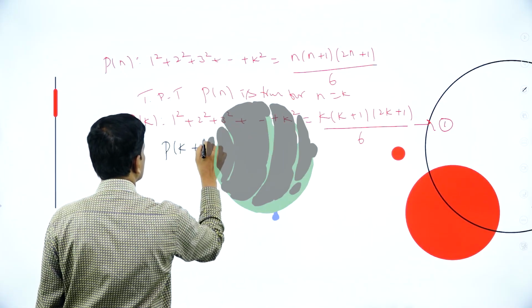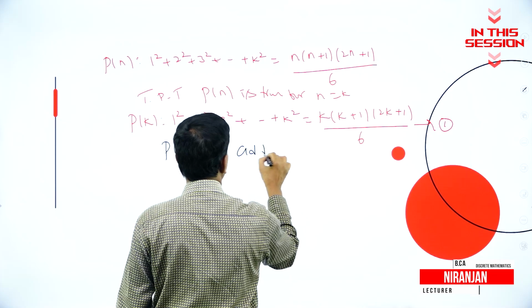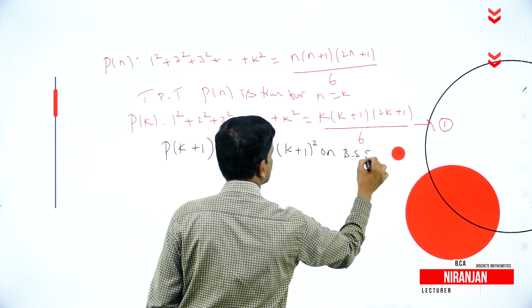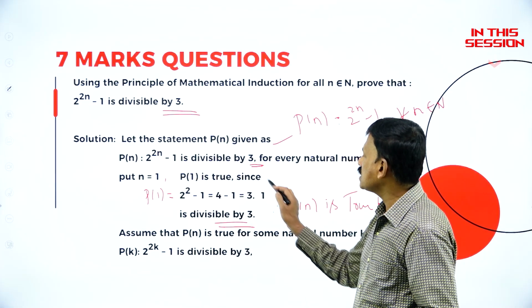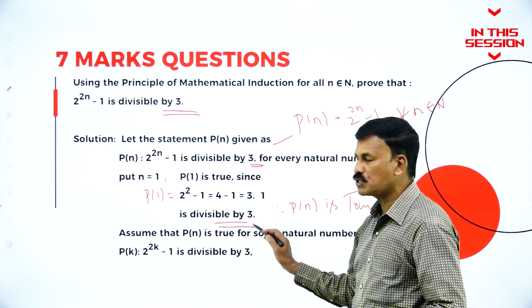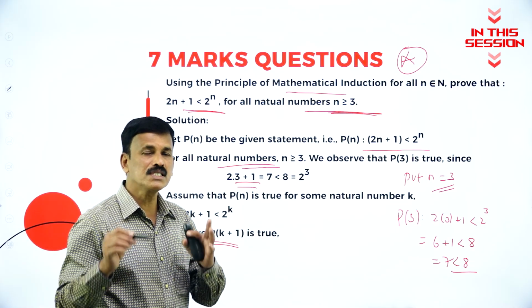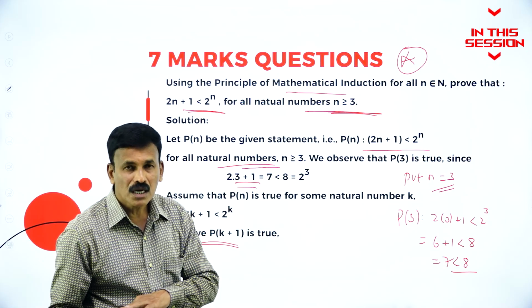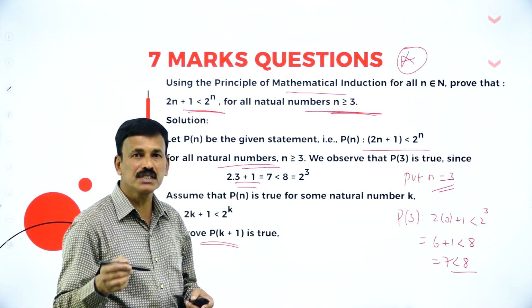Now to prove that it is true for P of k plus 1, just add k plus 1 whole square on both sides of equation number 1. 2 to the power of 2n minus 1 is divisible by 3 when n is equal to 1. That means the statement is true for n is equal to 1. First part. So here the very important concept is: let the statement be true for n is equal to 3 and then prove that it is also true for some positive integer k.